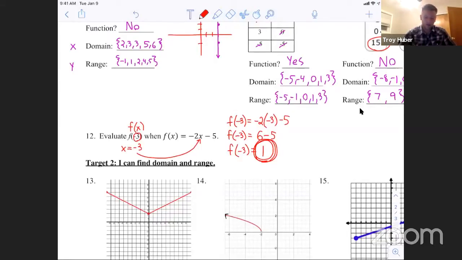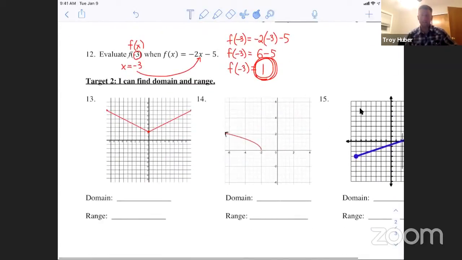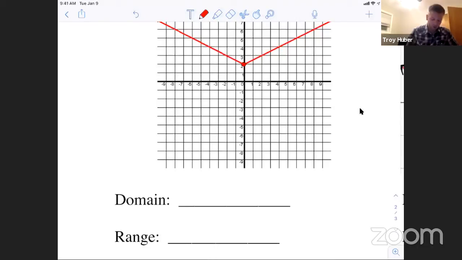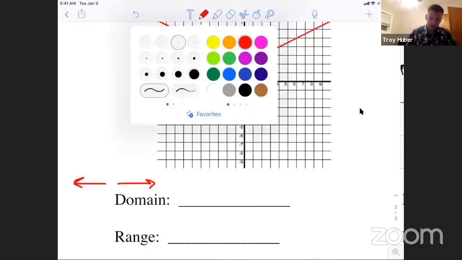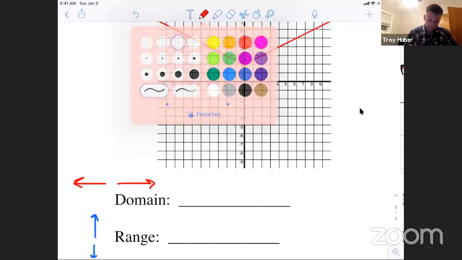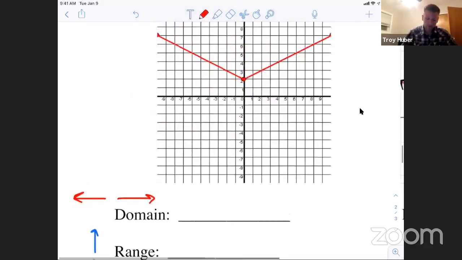All right, on to target number 2. We're gonna look at domain and range. So domain, we're always looking left and right, and range, we're always looking up and down. Okay, so domain left and right.